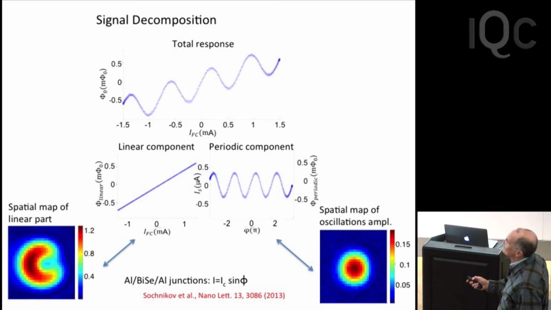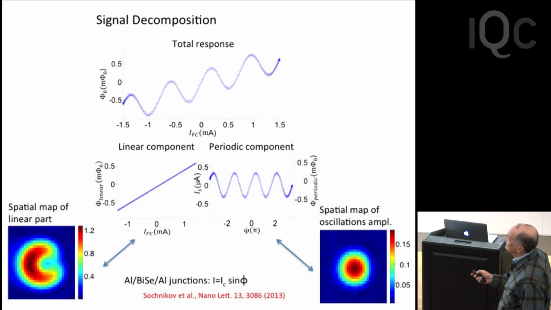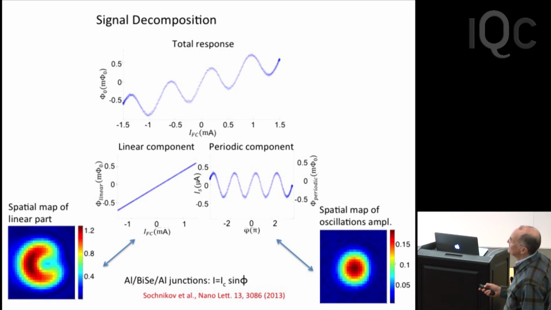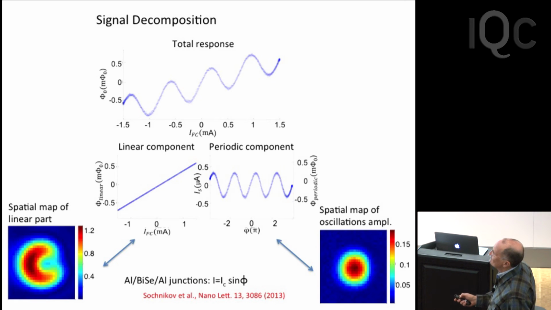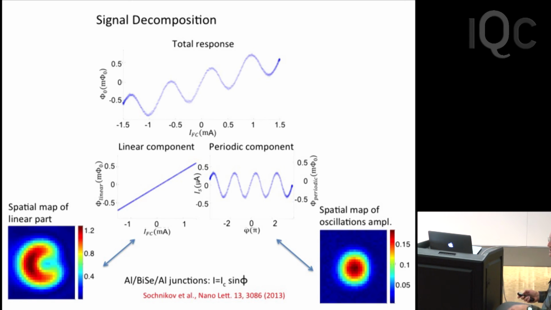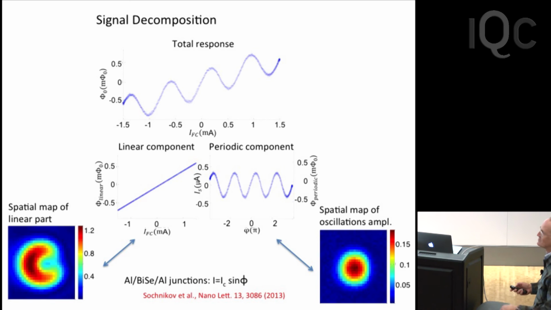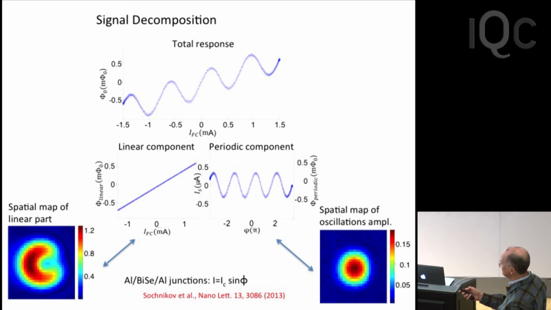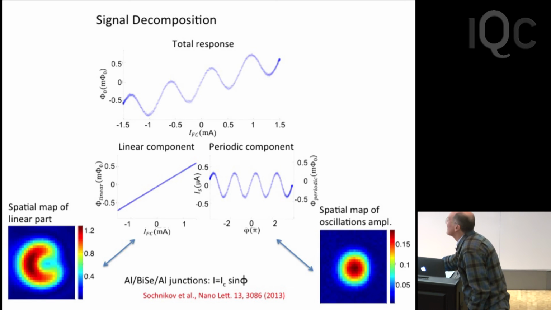If you look at the sinusoidal component, it has a cylindrically symmetric response. And so what we think is going on is that this linear component is just Meissner screening from the aluminum ring itself. And the cylindrical component, the oscillating component, is due to the circulating currents going around the ring. So it's Meissner screening and circulating currents. And so from now on, I'm going to concentrate on the circulating currents because they tell you what's going on in the junction.